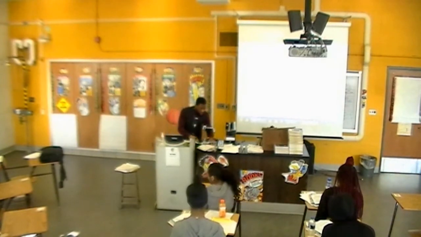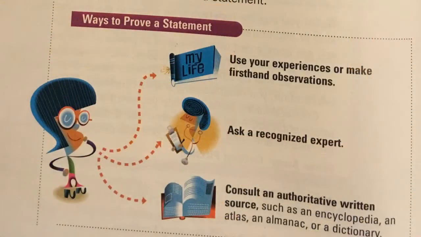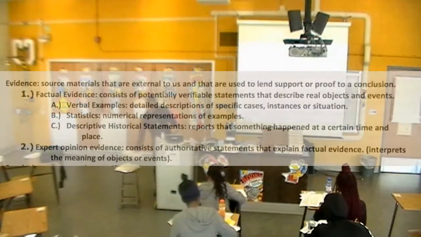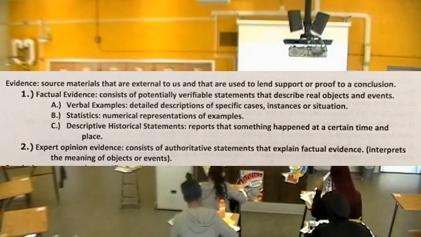The next thing that I want you to look at is the ways to prove a statement. You have 3 different ways that you can prove a statement. The first thing is you can use your own experiences, which would be your first-hand observations. You can ask a recognized expert, which will probably qualify as a second-hand observation. And then you can also consult an authoritative written source. After you write that, that's the last thing that I want you to write. But on your actual notes, I want you to label them what we just said that they were.